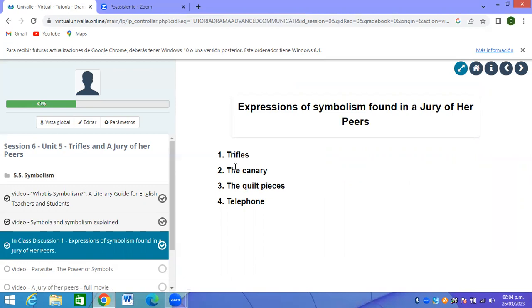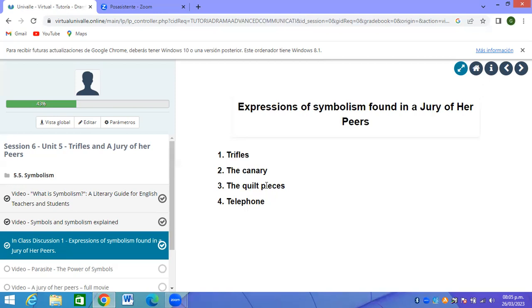The trifle is used to refer to things that are not important. In other words, we can also say that the trifles represent symbols reflecting how men view women. That's right. And the canary. Why canary? What does the canary represent? Well, the same bird that we were talking about. That's right. And in some scenes of this play, the canary could represent Minnie's extreme concern over her role as a wife.